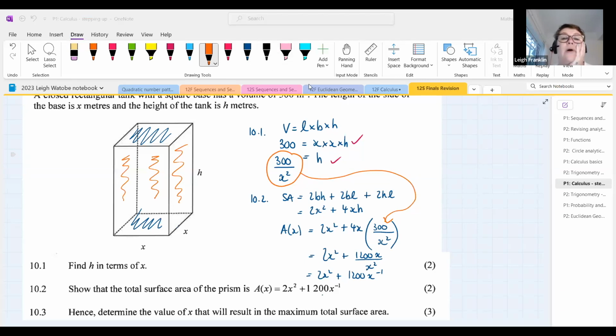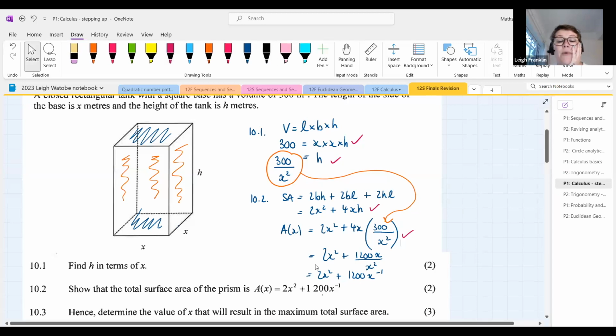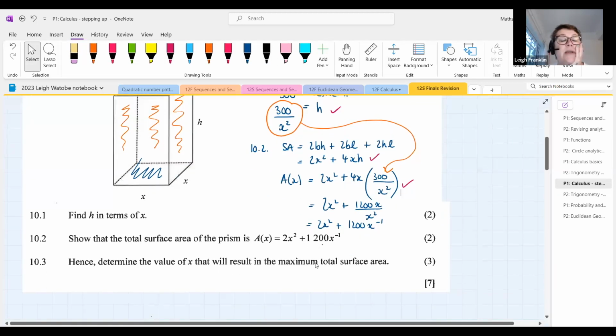All good. All right. Lovely. Okay. So that was 2 marks. So obviously we need to use the correct formula for surface area, and we need to go and sub that in correctly. We're not going to get any marks on the answer because the answer was given.